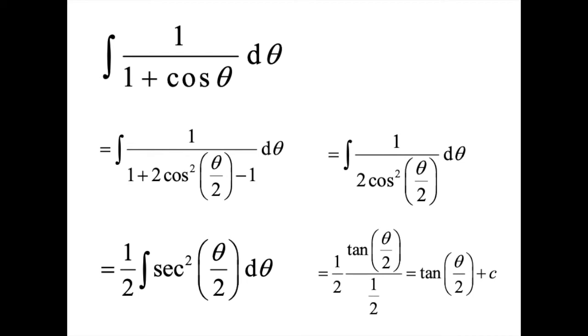So in the end, integrate 1 over 1 plus cosine theta d theta can be simplified into integrate 1 over the denominator, which just becomes 2 cosine square half theta d theta. So in that case, I can take out the half constant in front, then it becomes integrate secant square half theta d theta. Then the answer will be just tangent half theta plus c.